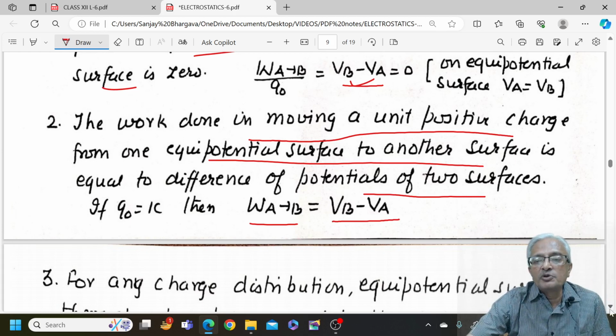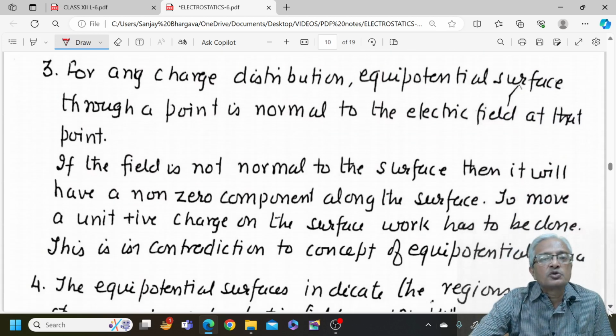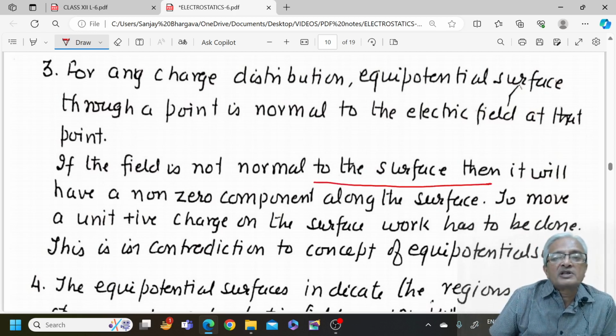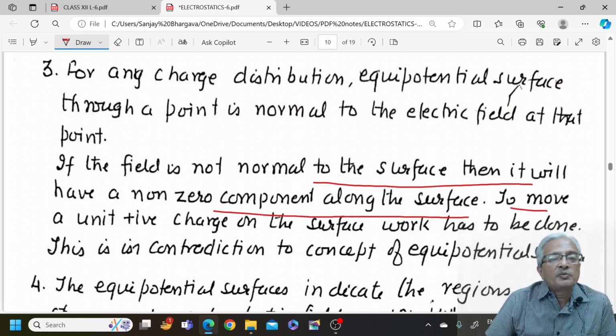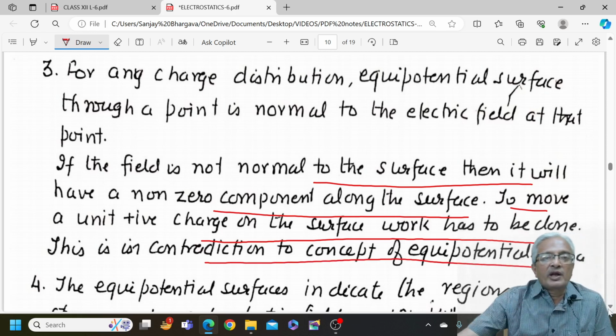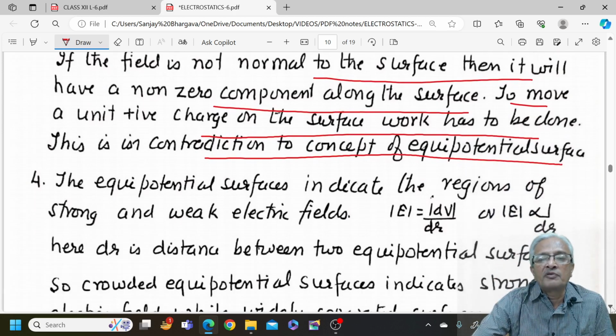For any charge distribution, the equipotential surface through a point is normal to the direction of electric field at that point. The question is, if the field is not normal to the surface, then it will have a non-zero component along the surface. To move the unit positive charge on the surface, work would then have to be done. This is in contradiction to the concept of equipotential surfaces. And that is why, for any type of charge distribution, the equipotential surface through a point would always be perpendicular to the electric field at that point.